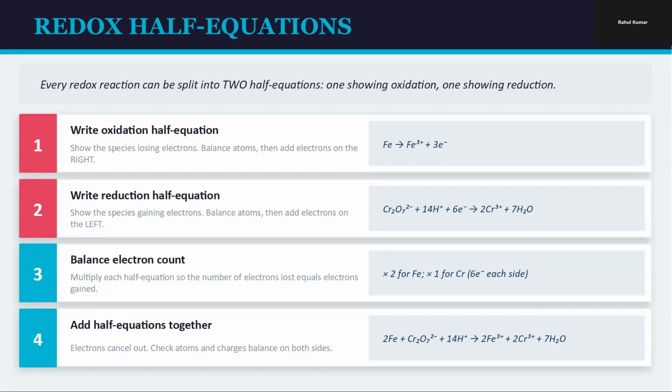The final step is to add the half reactions together, and then you get 2 Fe2+ plus Cr2O7 2-, plus 14 H+, giving 2 Fe3+, 2 Cr3+ plus 7 water molecules. So here you can see there are no electrons, only the atoms and the ions.